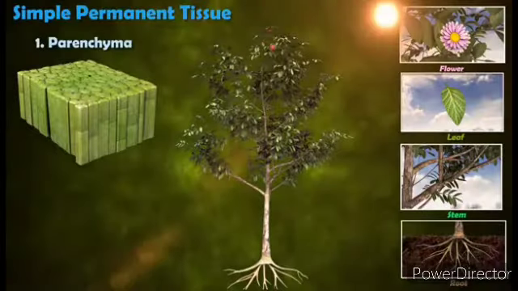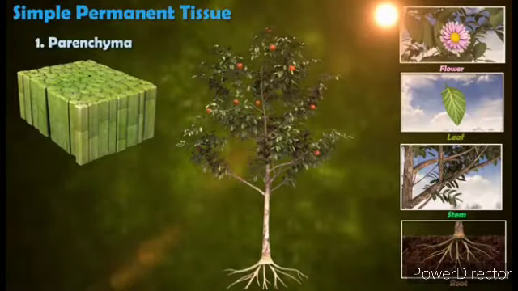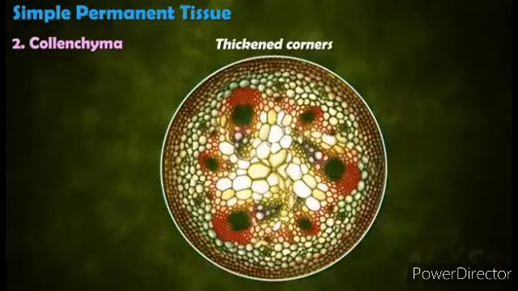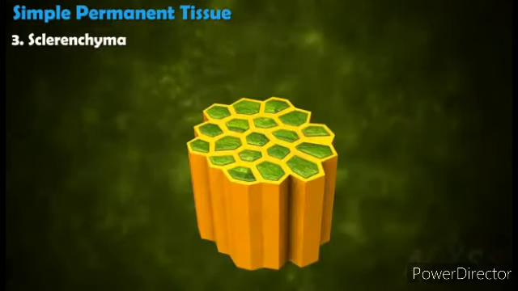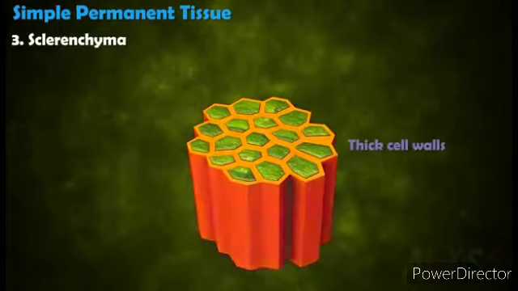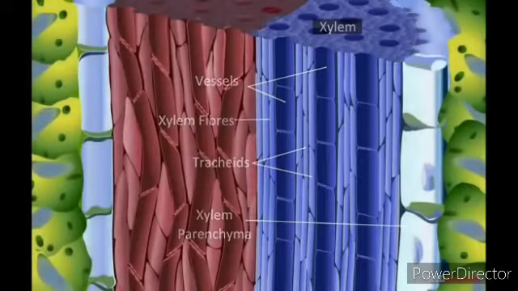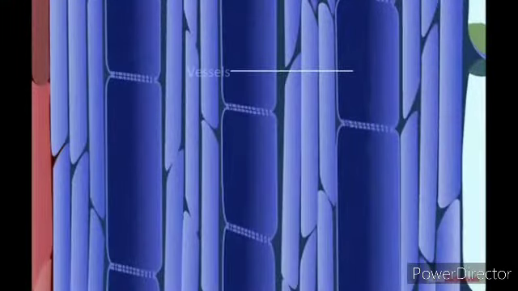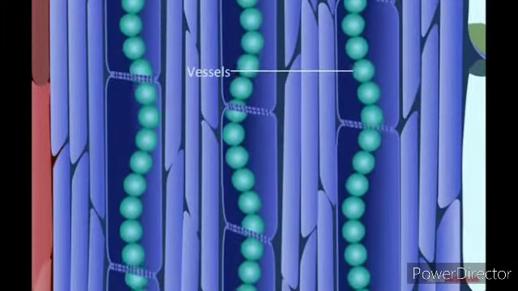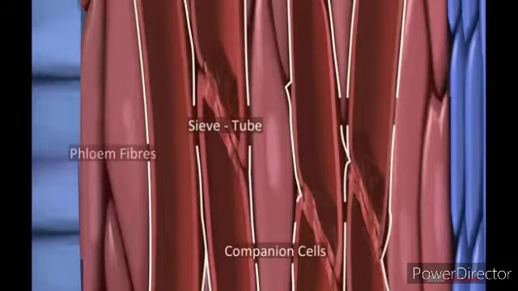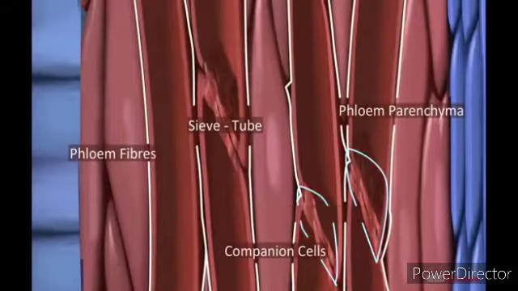Supportive tissue in plants is further classified into three major types: parenchyma, collenchyma, sclerenchyma. All plants have a vascular system composed of xylem and phloem. Xylem transports water and minerals absorbed by roots. Phloem provides a passage for the bidirectional transport of food.